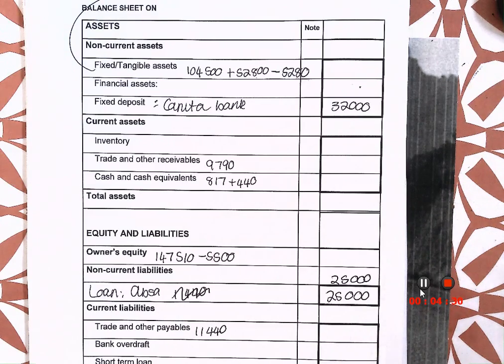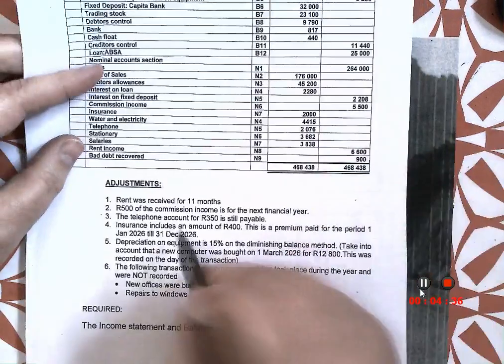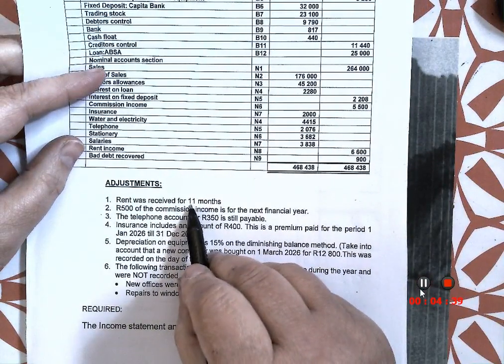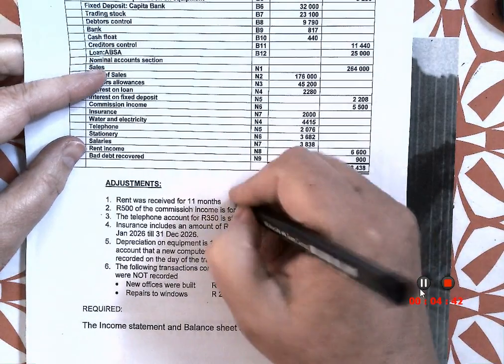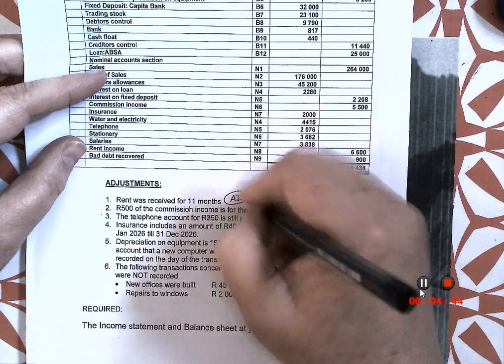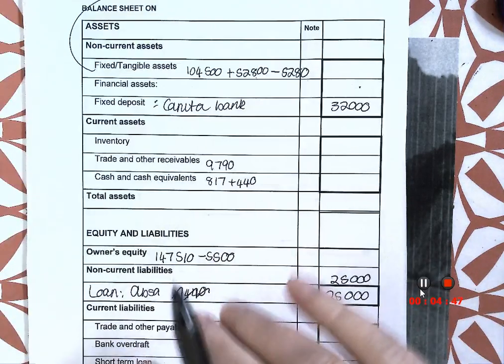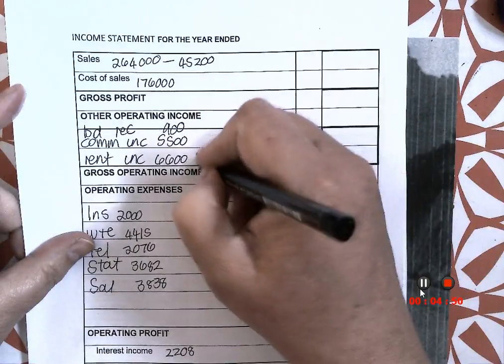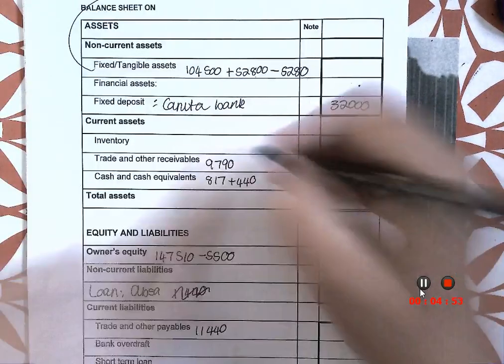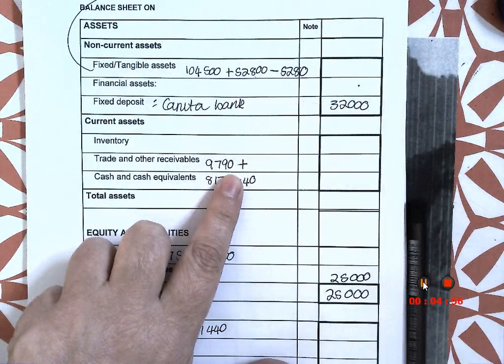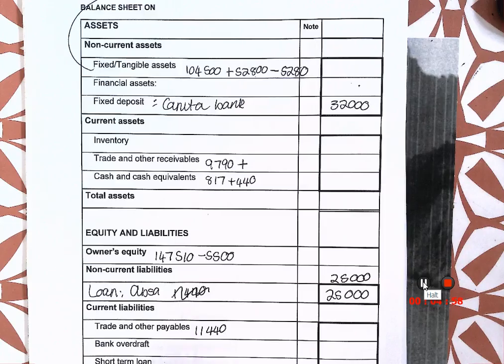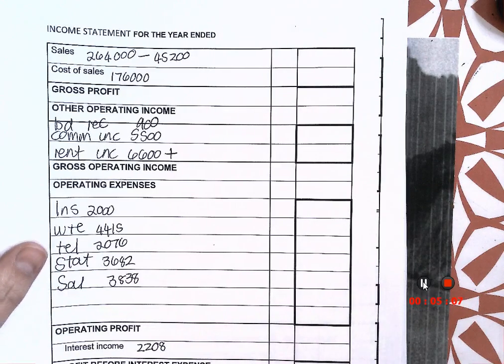So now I start with the adjustments. The first adjustment says rent was received for 11 months. So I know there's going to be an accrued income. And the accrued income makes my rent income more and my receivables more. So what's important? Accrued is going to make my income more because it's part of my income, even though I haven't received it. Right? And it's a receivable.